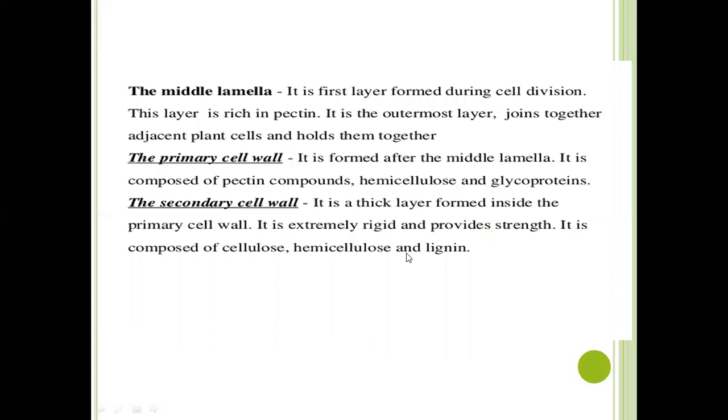The middle lamella is the first layer formed during cell division. This layer is rich in pectin. It is the outermost layer that joins adjacent plant cells together and holds them together. The primary cell wall is formed after the middle lamella. It is composed of pectin compounds, hemicellulose, and glycoproteins. The secondary cell wall is a thin layer formed inside the primary cell wall. It is extremely rigid and provides strength. It is composed of cellulose, hemicellulose, and lignin.